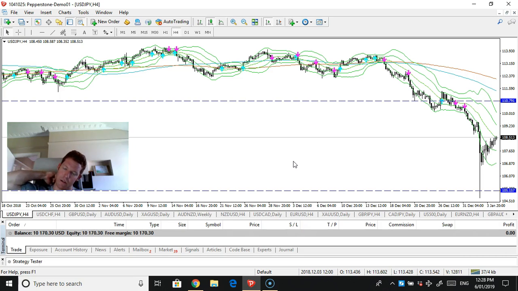Now, USD yen is interesting. It's in a bit of a no man's land scenario. I'm not going to touch that for now unless it really rallies and bounces off that level. I'm not going to touch that. The entry really was around here, so no go.